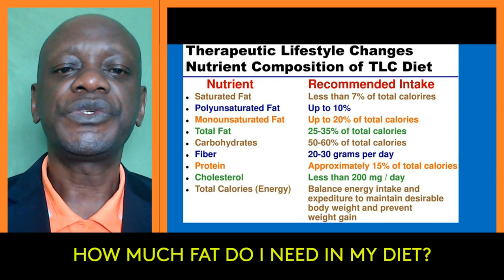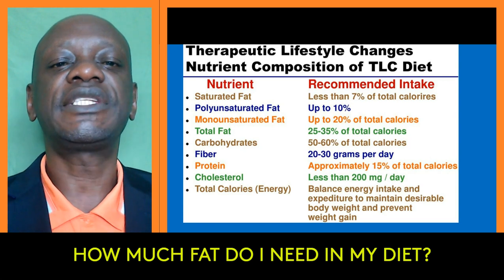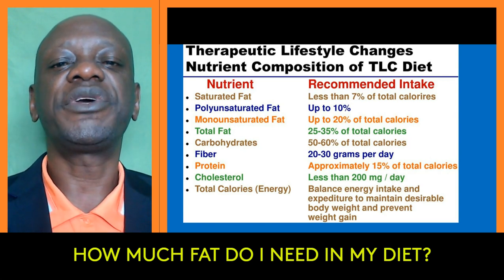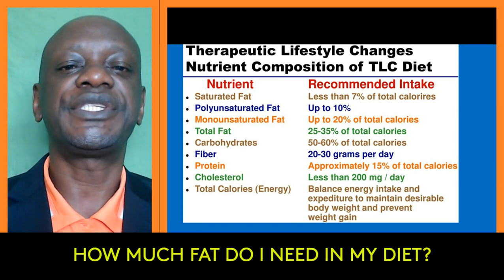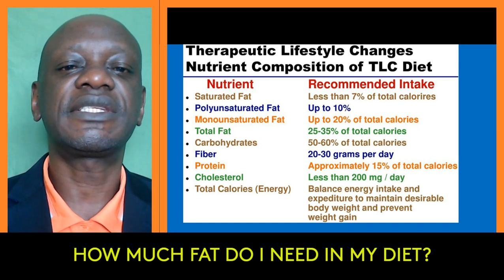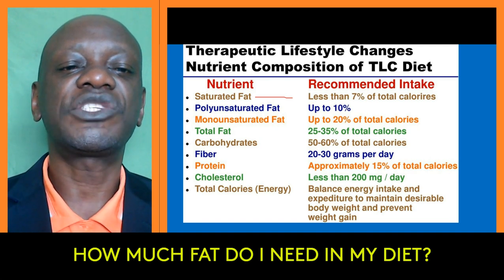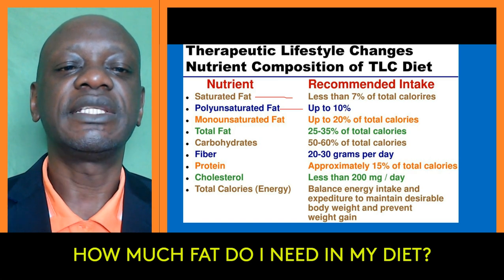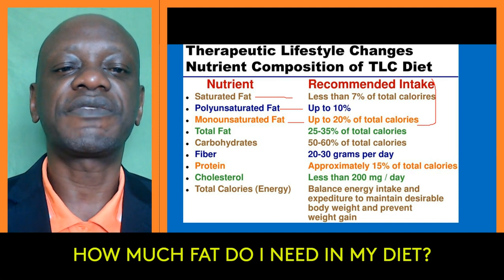Generally, when we talk about therapeutic lifestyle changes, this lifestyle nutrition diet or TLC diet is basically recommended for people with elevated cholesterol, or just anybody who wants to eat a healthy, balanced diet. As I mentioned, the first thing is saturated fats. It should be less than 7% of our total calories. Unsaturated fats make up to 30% of your calories. So about 25 to 35% of your calories should come from fats.